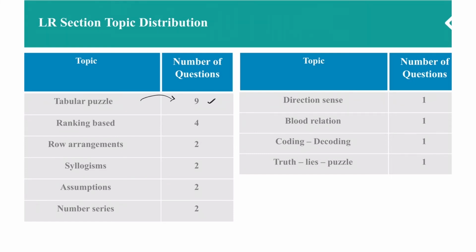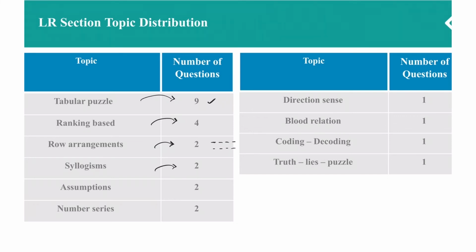Then there are 4 questions on ranking based puzzle where you have to rank it, who is first, second, third, fourth, like that. And then there are different conditions given for ranking. Then row arrangement, you have 2 questions, which is about 12 people. 6 are facing north, 6 are facing south. So you have 2 questions there.